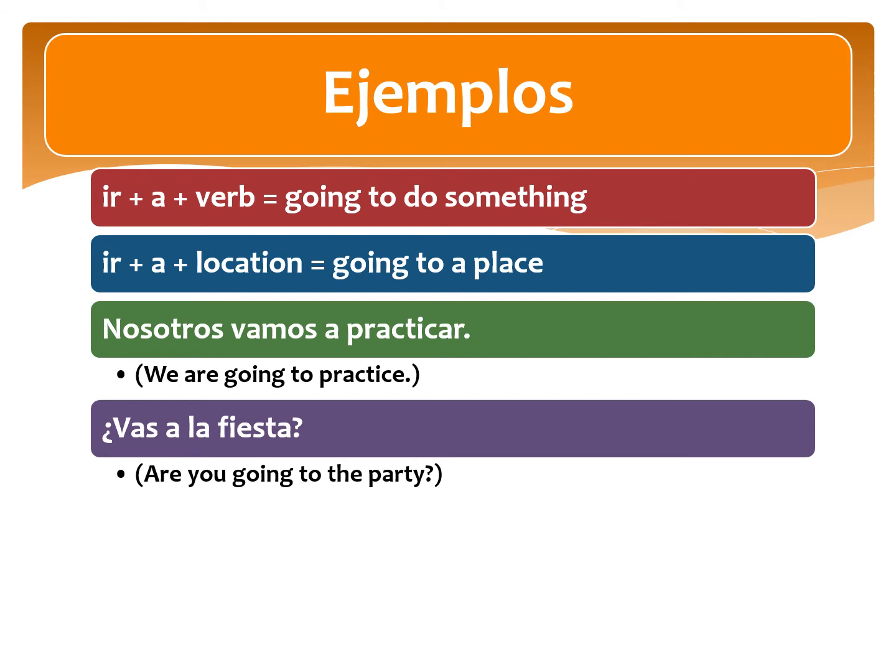Let's take a look at some examples. So we're going to practice. Nosotros vamos a practicar. So we're going to conjugate vamos, add a, and then do not change practicar. Leave that in the infinitive form. We are going to practice. Or a location. ¿Vas a la fiesta? Are you going to the party? So I've conjugated ir into the tú form, vas. I've got my a, and then I have a location, vas a la fiesta.